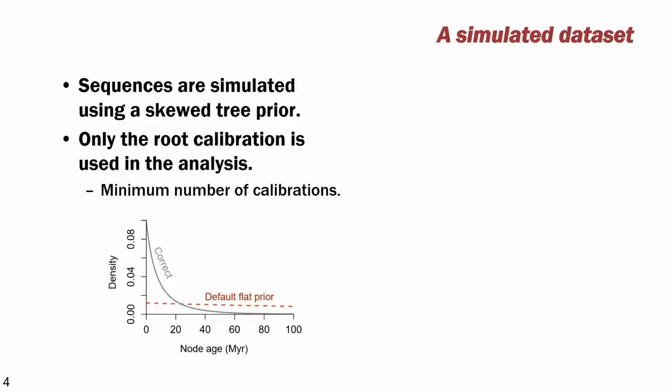So to investigate such an issue, we simulated sequences using a skewed tree prior. As you can see, the density distribution of the simulated node ages is very different from what was specified by the flat tree prior. We only use the root calibration in this case to represent the minimum number of calibrations.